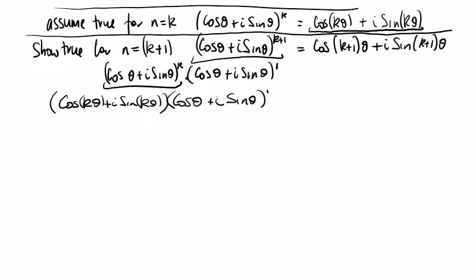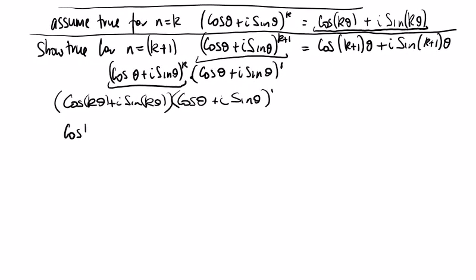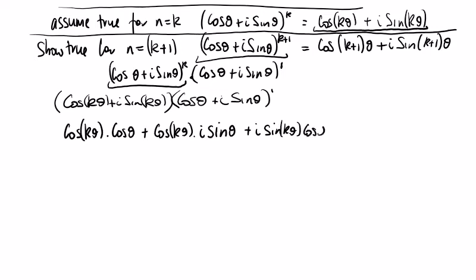Let's multiply this out. We get cos k theta multiplied by cos theta, plus cos k theta multiplied by i times sine theta, plus i times sine k theta by cos theta, and then we have plus i squared, which is going to give us minus 1. You could change this to a minus 1 straight away if you wanted, and that's going to be by sine k theta by sine theta.